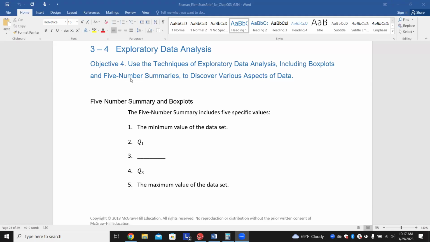A 5-number summary and box plots include 5 specific values. 1, the minimum value of the data set. Whatever the smallest data value is, you need that. 2, quartile 1. 3, quartile 2, also known as the median. 4, quartile 3. And then 5, the maximum value of the data set. This information will help us produce our 5-number summary to produce a box plot.